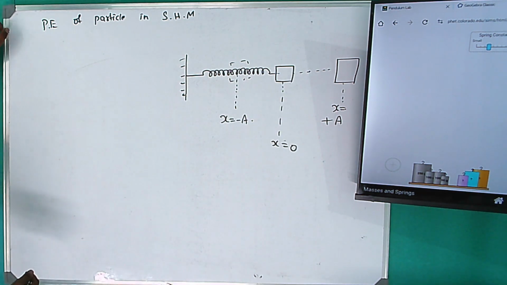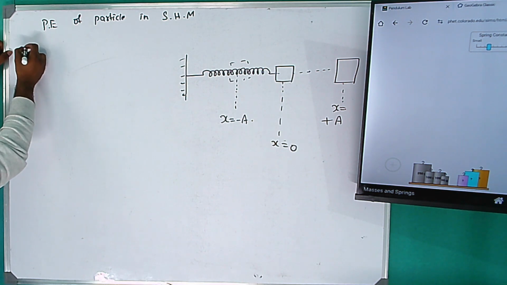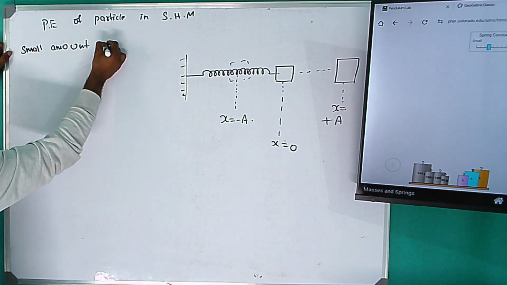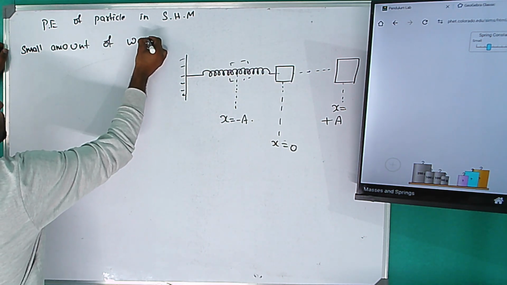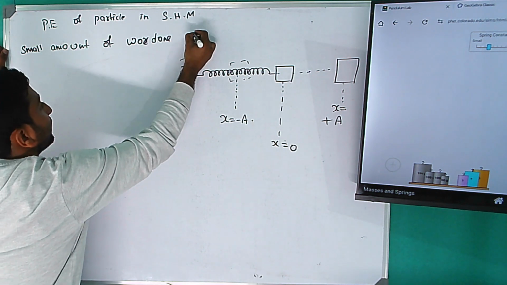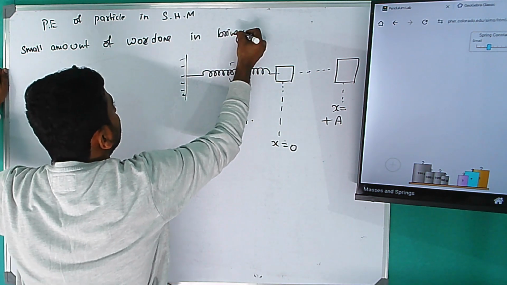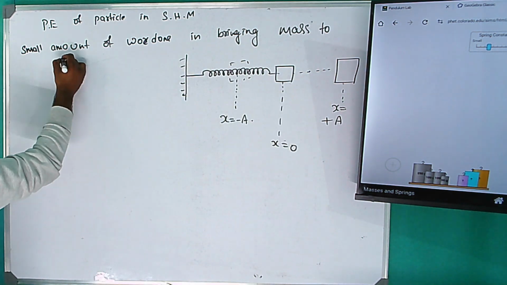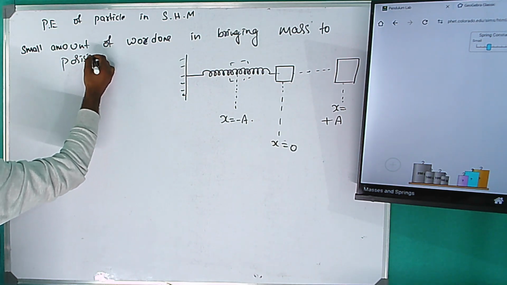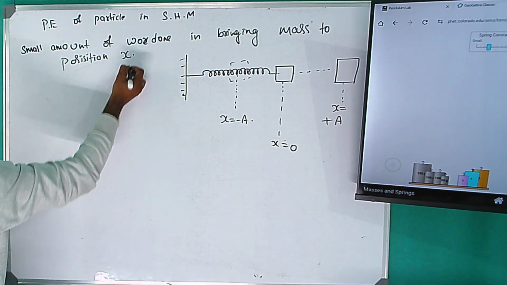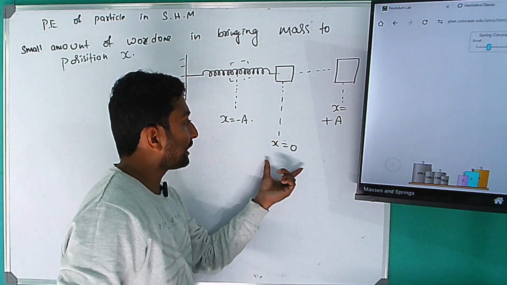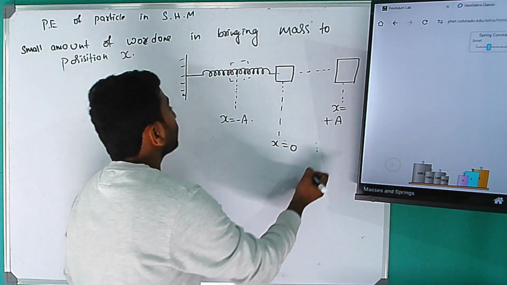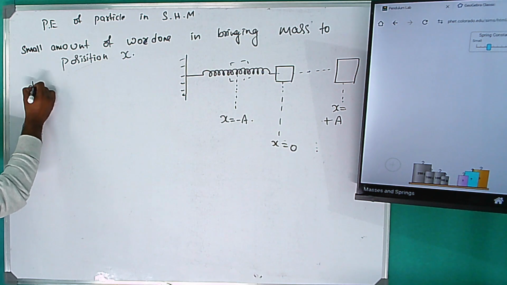So let me consider that work done, small amount of work done in bringing mass to position x, position x or displacement x. X is equal to 0 is the initial position, displacement 0 in the initial position. Till position x, when I take it, work is done. Let me call that as dx.